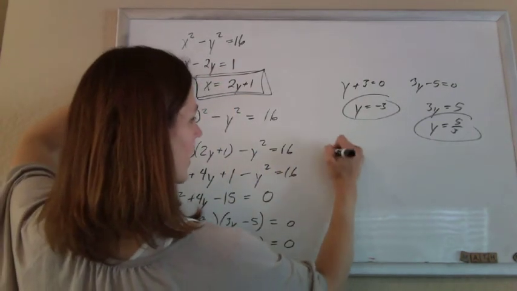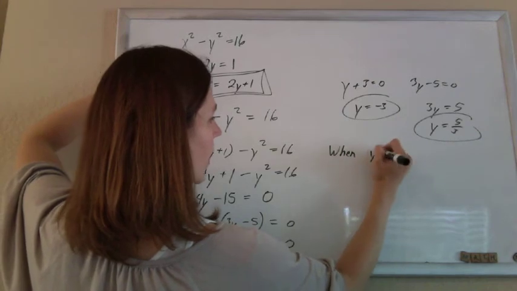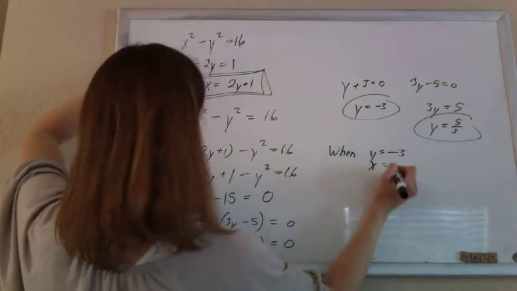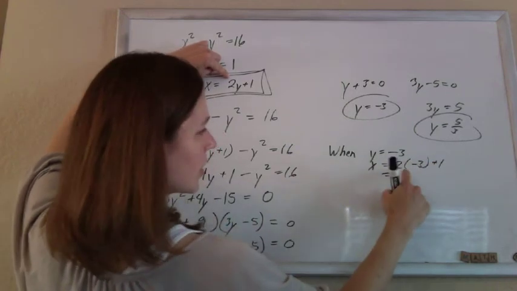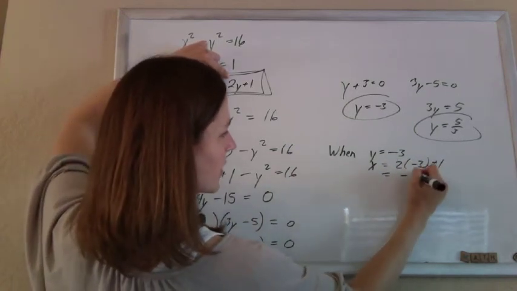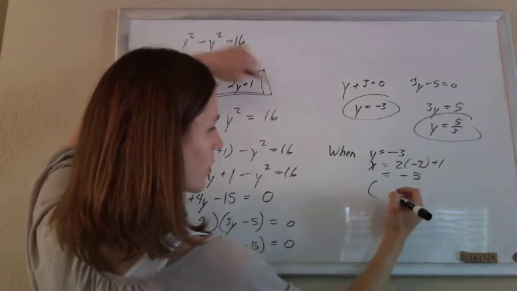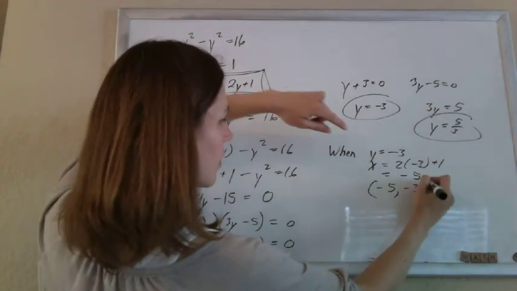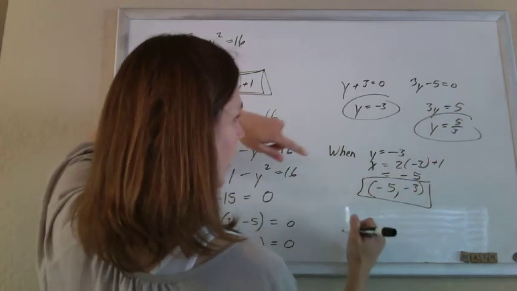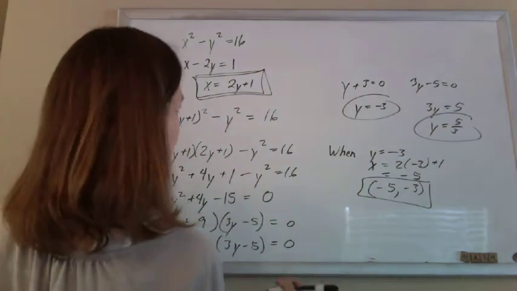So I know that when y is negative 3, x is going to be 2 times negative 3 plus 1. So that's negative 6 plus 1, which is negative 5. So that's one ordered pair: x is negative 5 when y is negative 3. There's one answer. And then, oh god, I have to plug in 5/3?